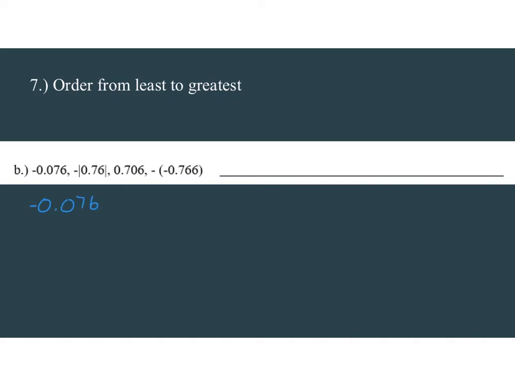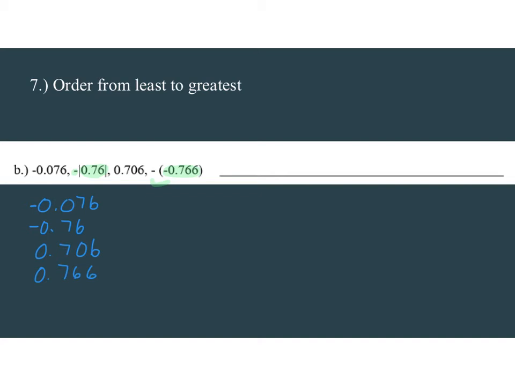It is negative. Our next one over, okay, if we take a look, the absolute value of 0.76 is going to be 0.76, but then we have to take the opposite. So our final answer for this one is going to be negative 0.76. Our next one over, we don't have to do anything with that one, and it's positive. So we're just going to bring that down. And then our very last one, it's saying what's the opposite of negative 0.766. So negative 0.766, the opposite would be positive 0.766.